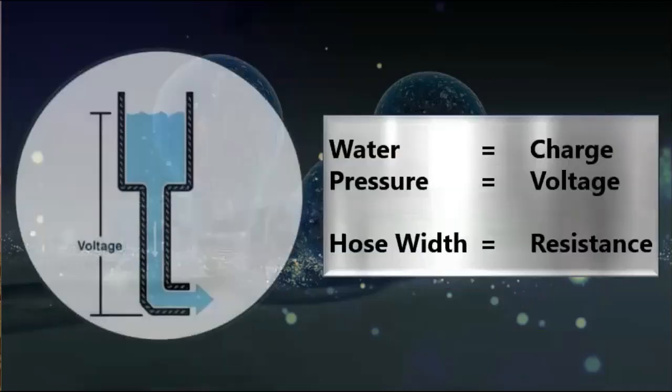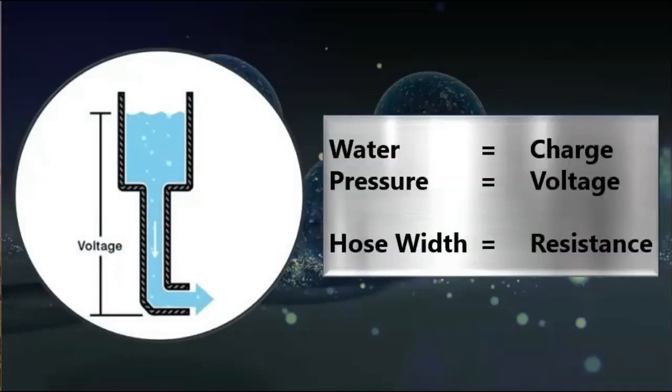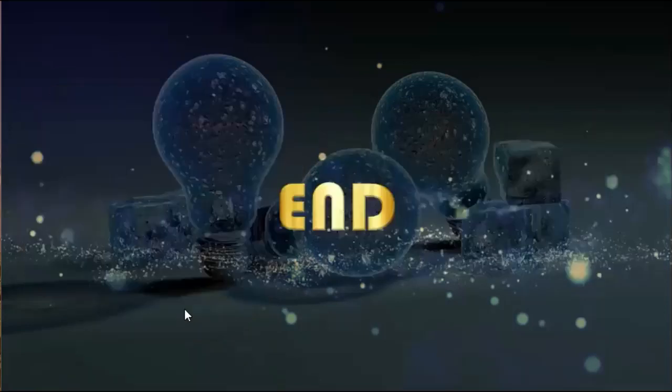Let's have a wrap up first before this discussion ends. This is another way to illustrate the concept of voltage, current, and resistance. So here is a water tank. The amount of water is the charge. The pressure is the voltage, because the more water, the more pressure. The lesser the water, the lesser the pressure. And the flow of the water is the current, and the hose width is the resistance. And that ends our lesson for today.